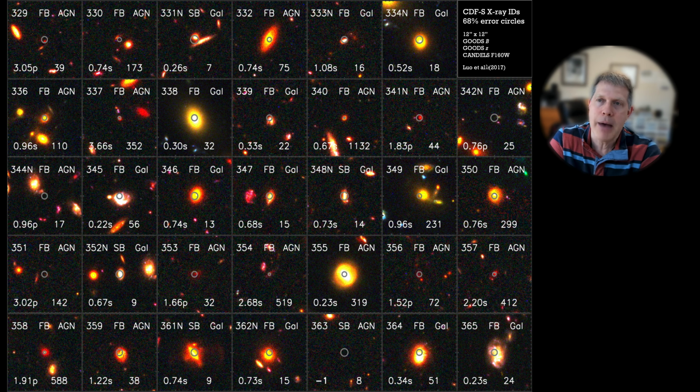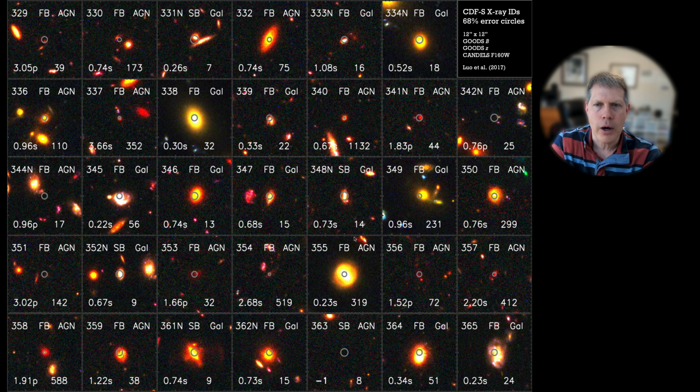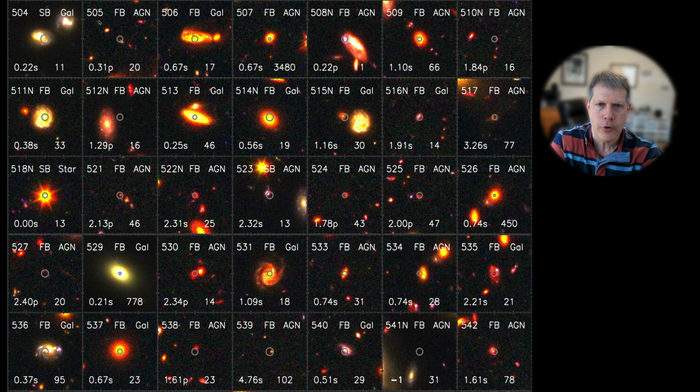It can be done even better now with the James Webb Space Telescope. But here is an example of these, and we have large samples. Here's another page like the previous one. Here's another page. Here's another page. And we have many, many such pages of large numbers of growing supermassive black holes in the distant universe with, you know, well-measured galaxy properties.